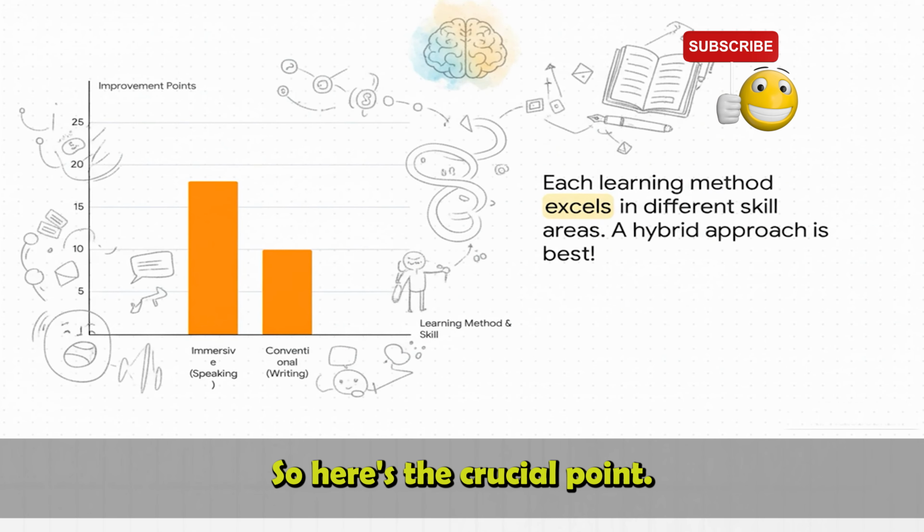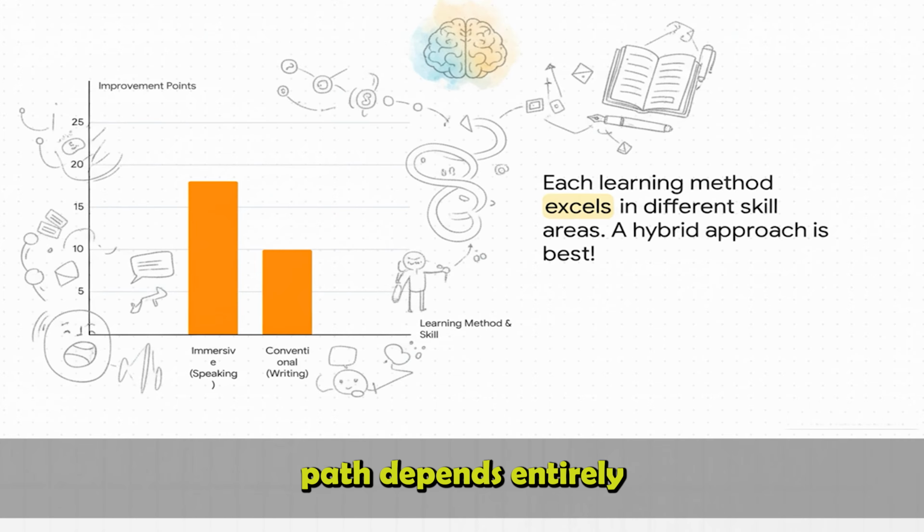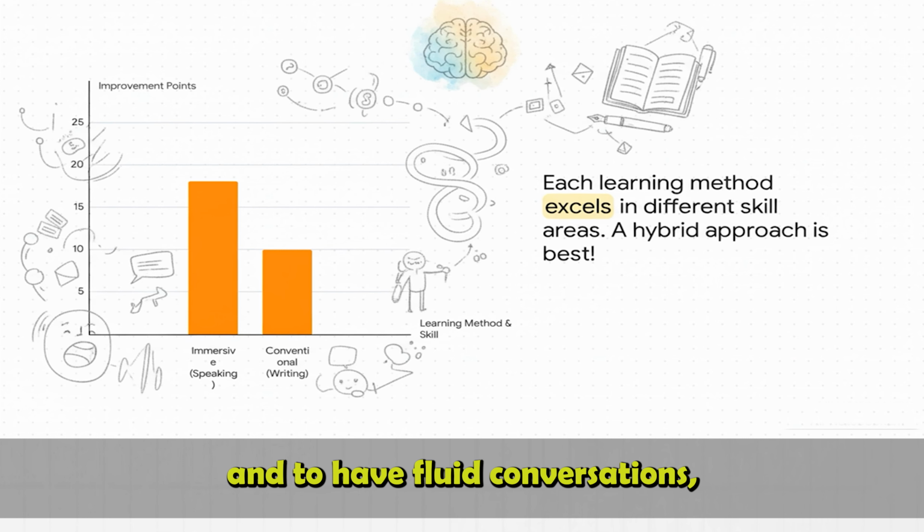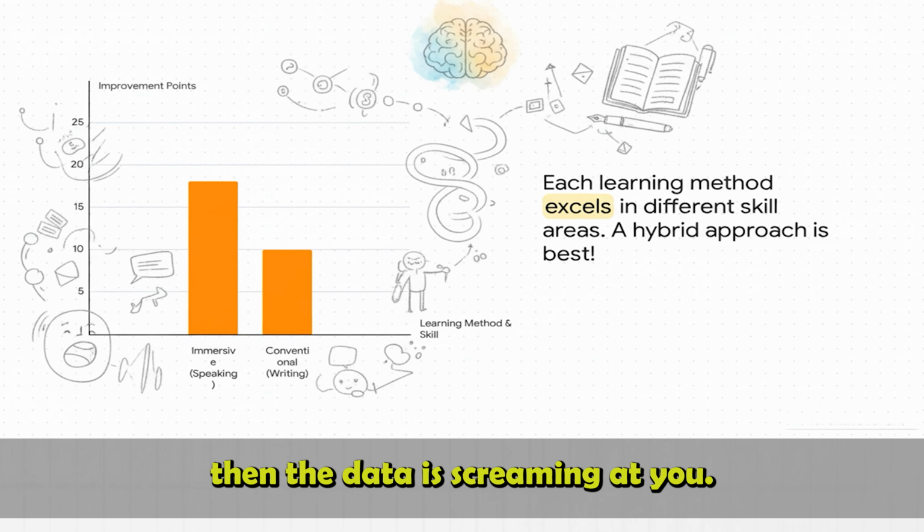So here's the crucial point, and this chart just makes it visually crystal clear. The best path depends entirely on what your SMART goal is. If your number one priority is to speak English confidently, to understand native speakers when they talk at a normal speed, and to have fluid conversations, then the data is screaming at you. The immersive method is wildly more effective. It builds that intuitive, practical, real-world skill.